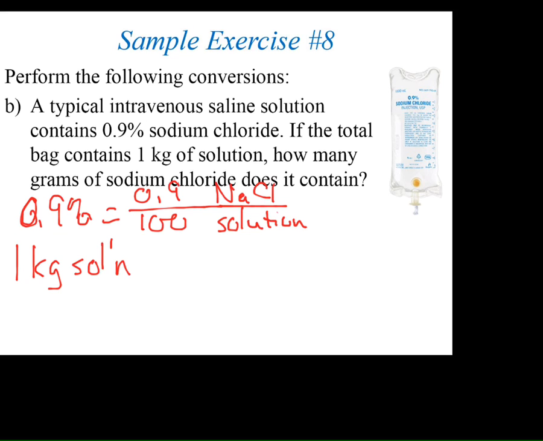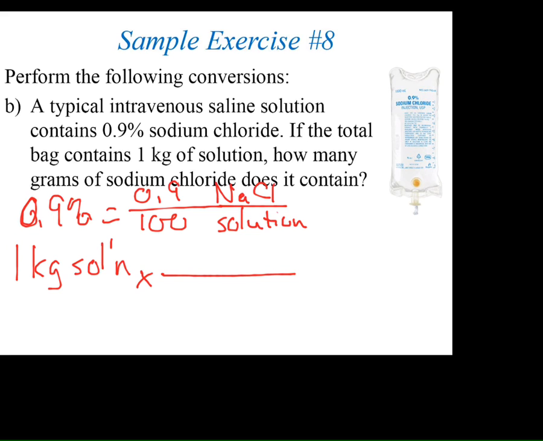So how can I use that 0.9% as a conversion factor to help me get from solution into sodium chloride? What could I do? Okay, yes, very true. Actually, we have 2 ways you could do it. One person said we could turn this into grams first, and then use this in grams. Or you could use this in kilograms, and then turn that into grams. Either way will work, so I'll show you both ways.